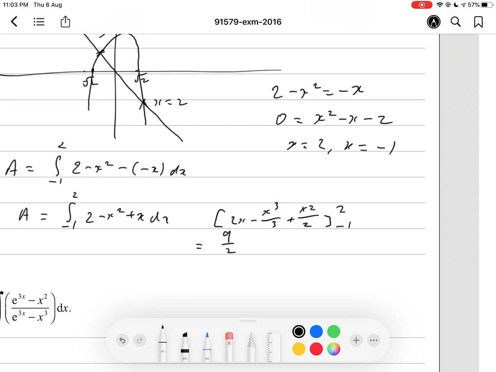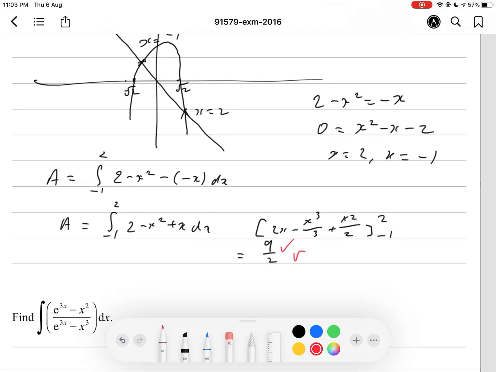So we should get an area of 9 over 2, and that is a merit level question. So that's with your 9 over 2. To get an achieved mark, you're looking at correct integration. So correct integration is an achieved. If you can get up to here, that's an achieved grade there.